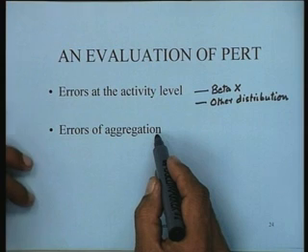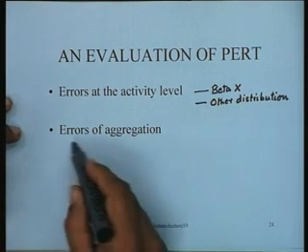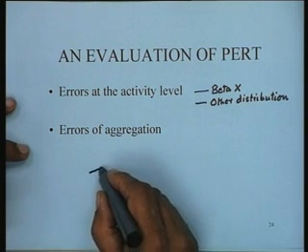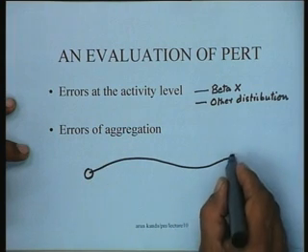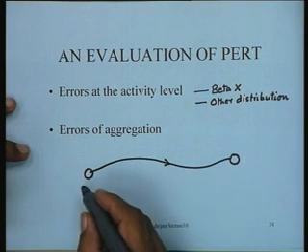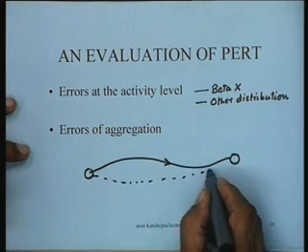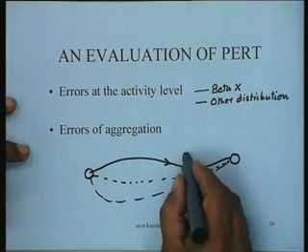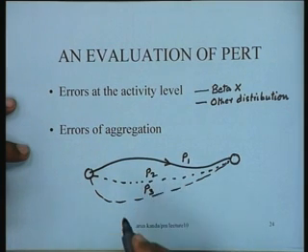Then there are errors of aggregation. These are perhaps much more serious. What happens in errors of aggregation is that we assume essentially that there is a critical path, and the critical path is a path which runs from the source to the terminal. We identify this critical path and we sort of forget about the other paths which are going from the source to the sink. There could be many paths in the project, isn't it? So this is path P1, this could be path P2, and this could be path P3 maybe.